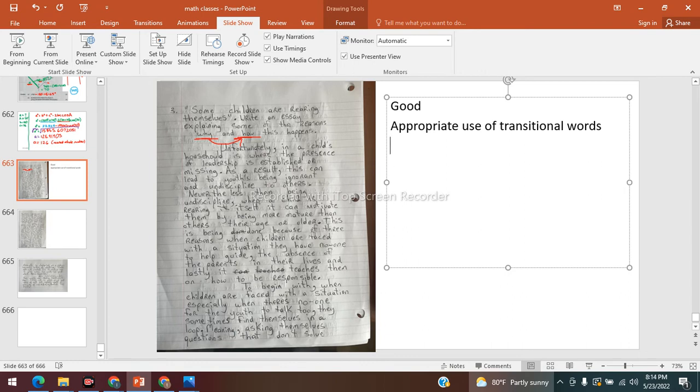So an example would be like nevertheless. Yeah, nevertheless, lastly, unfortunately, as a result. Her content, like she stuck to the point.